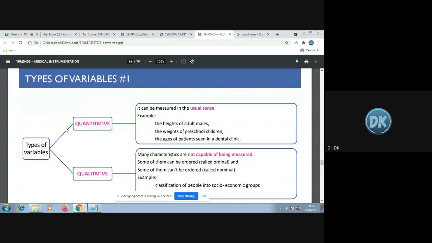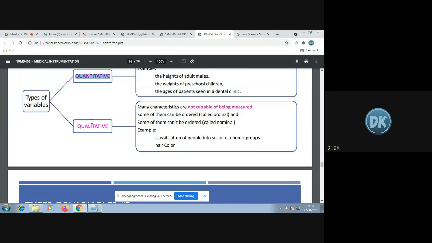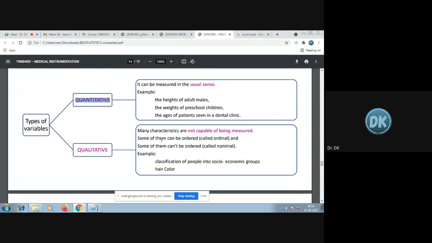So the types of variables: the first one is quantitative and qualitative variable. Quantitative refers to variables that can be measured in the usual sense. So it can be measured in terms of numbers. Then it is quantitative. For example, height, weight, age, all these things will have a number, right? And also blood pressure, blood glucose. So you can actually make the variable a number. Then that is a quantitative variable. A qualitative variable cannot be measured. You can actually take the data, but you can't give a value for the data. So this can be ordered or it cannot be ordered.